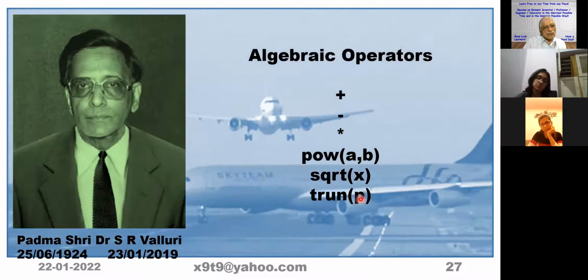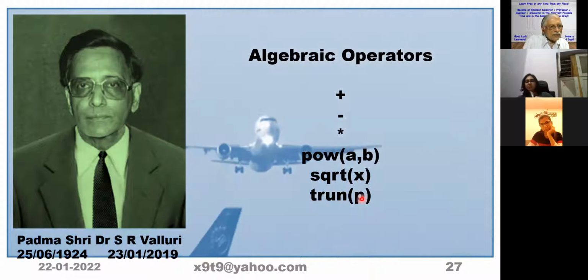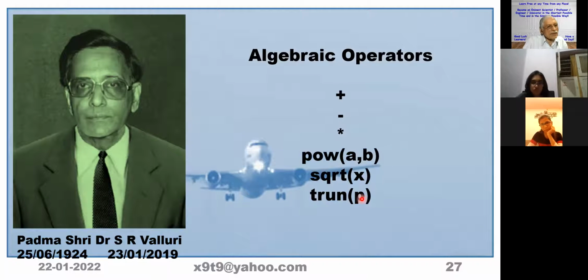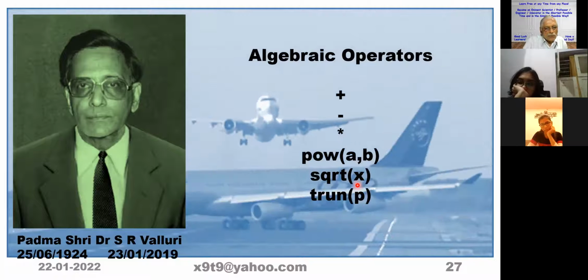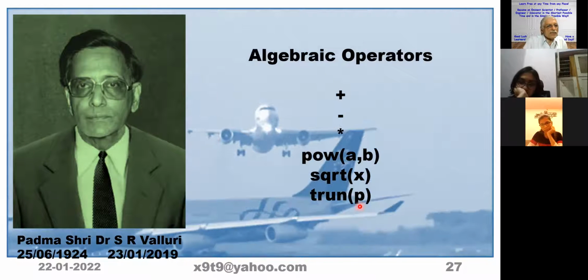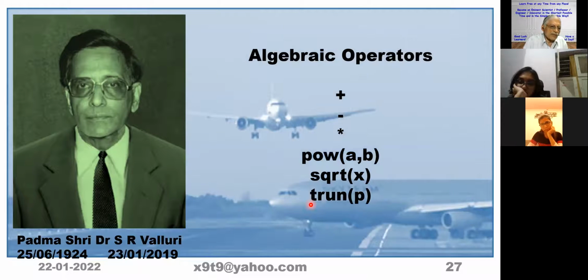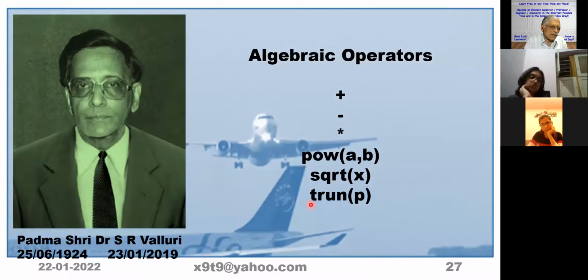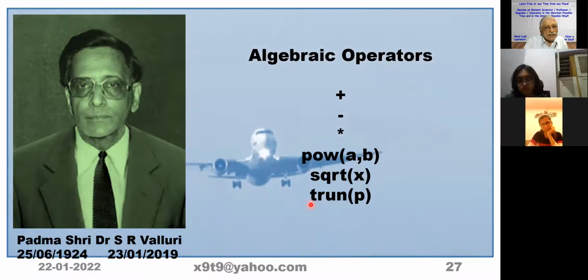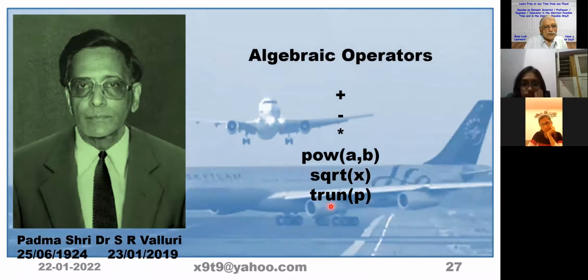That means if P is a number which has several decimal places, like we wrote 3.1415926, so if the pi value is put here, it will give only 3. That means it will cut off or ignore the fractional part, anything that comes after the decimal point, and give the whole number only. So that is another operation available in the C programming language.